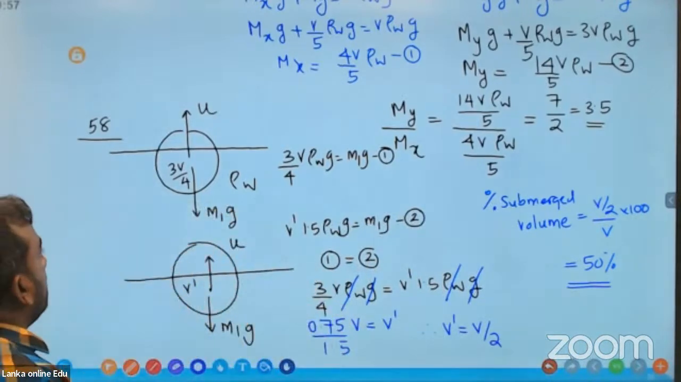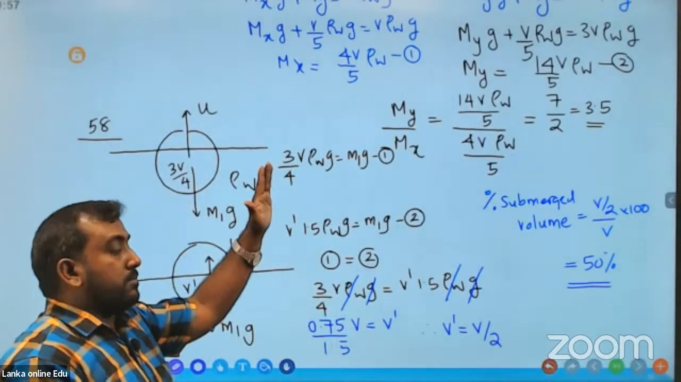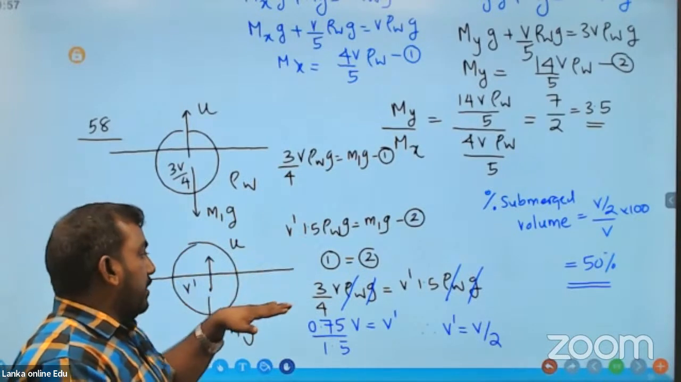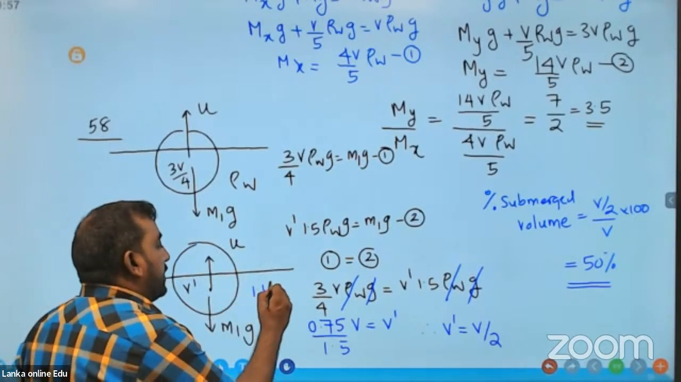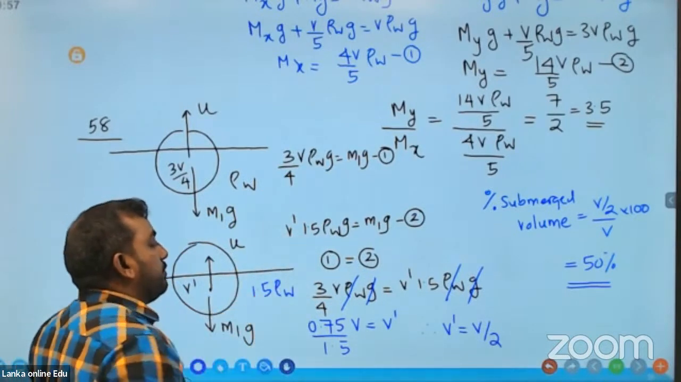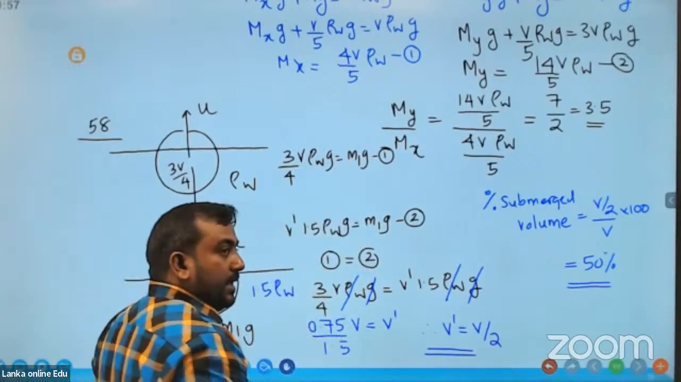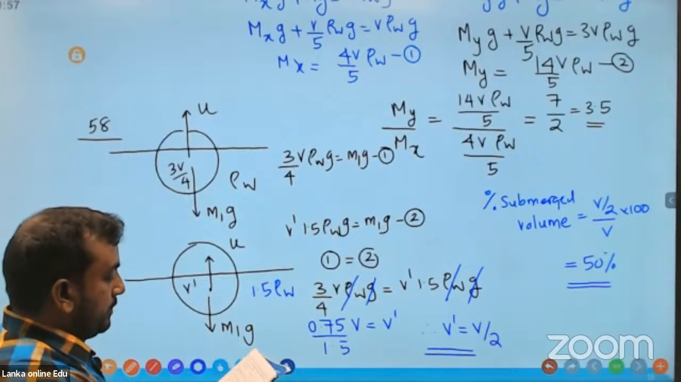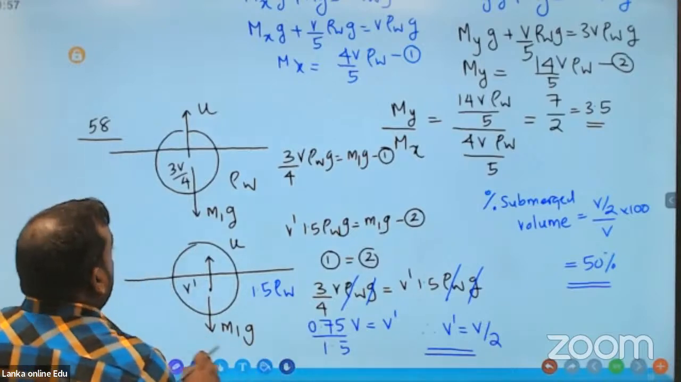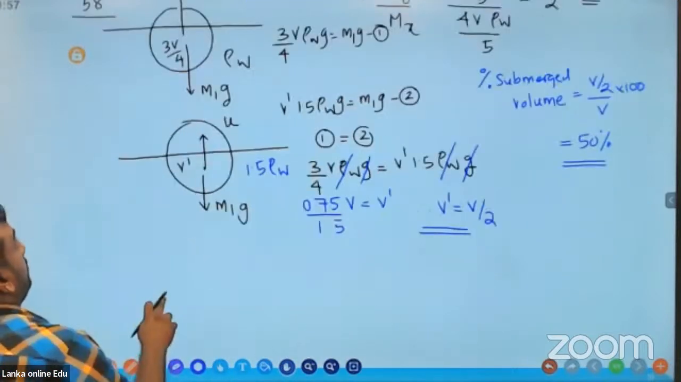50%. So in water, 3/4 submerged. In a liquid of 1.5 rho W density, V dash submerged. V dash, find it, it's V over 2. Exactly half, 50%. Right?